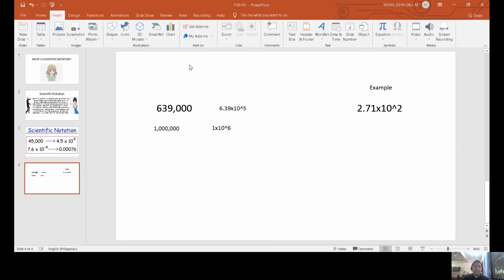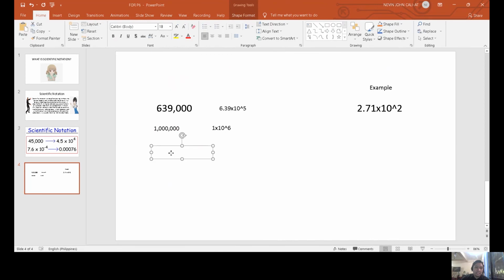There's another one. It could have a negative exponent as well. So here's an example. Let's say 0.000639. Yeah, like that.